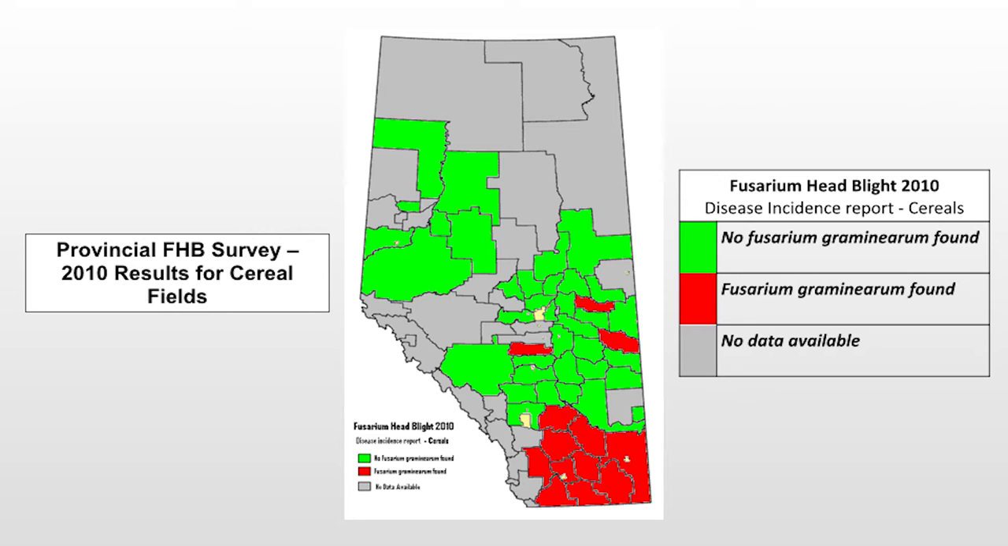And when we went back to those counties the following year, we didn't find Fusarium graminearum. So in central Alberta up until 2010, it was not commonly found. It would sometimes flare up but then disappear. In southern Alberta, however, it was commonly found, and we would routinely find evidence for graminearum in those regions.